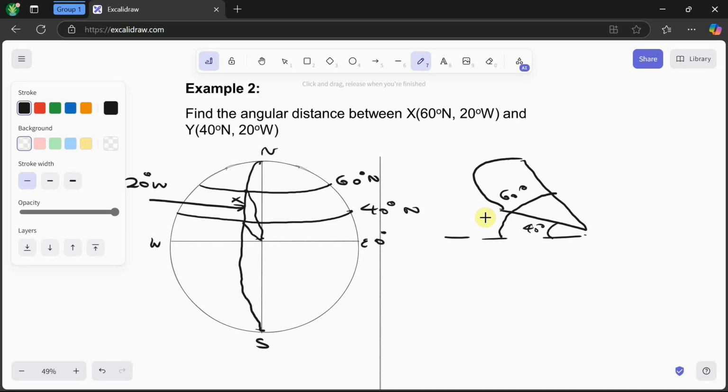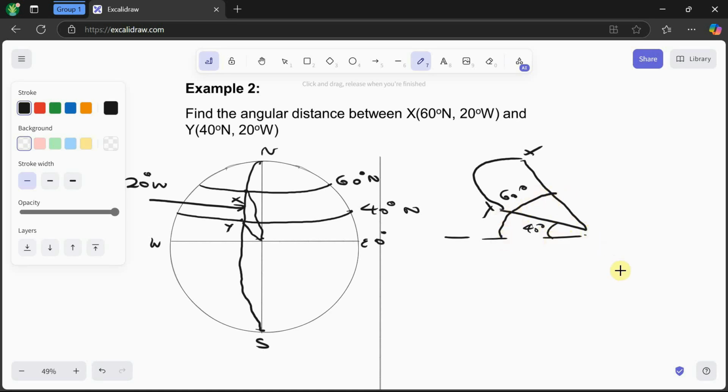But really, these are points X. Okay, I didn't label our points Y. So these are points X and these are points Y. The angular distance between them is just this small span. But year to year is 60 degrees and year to year is 40 degrees.